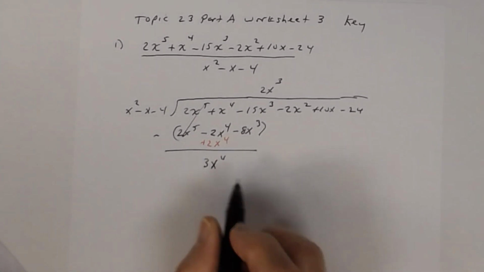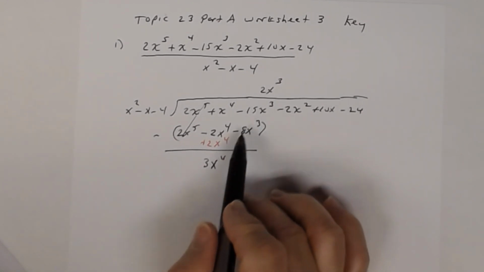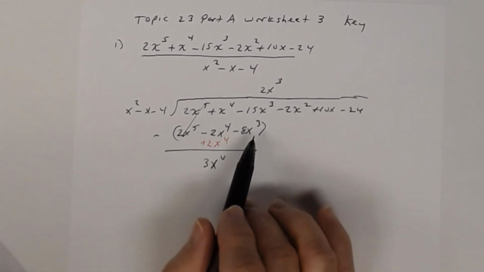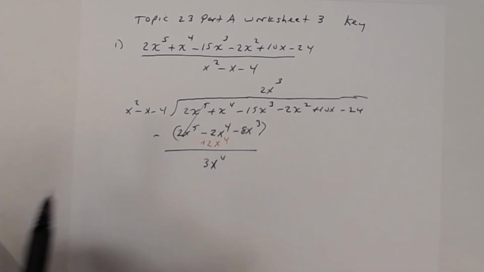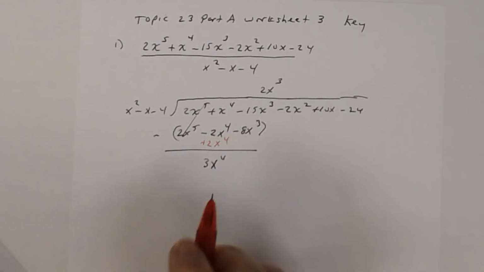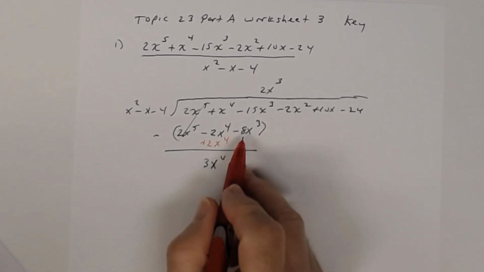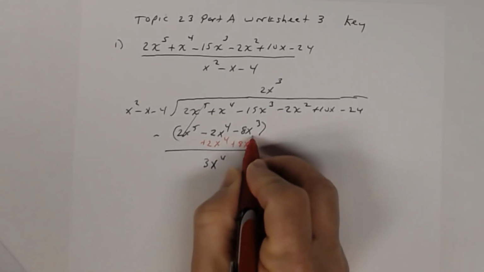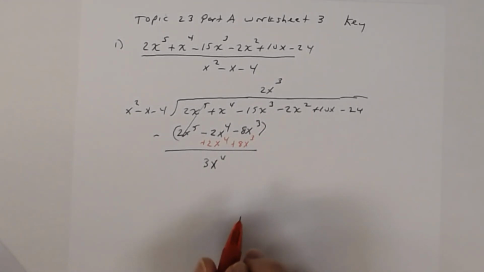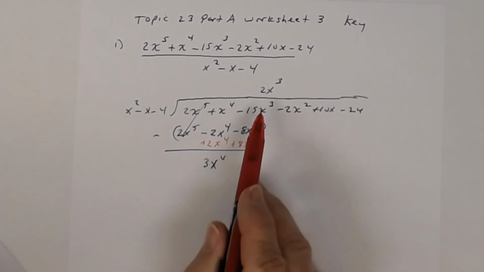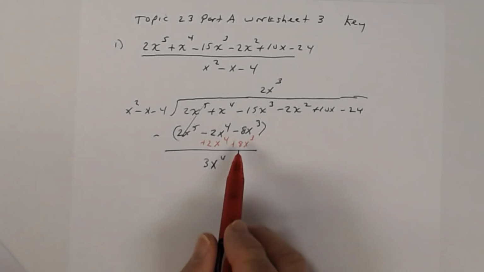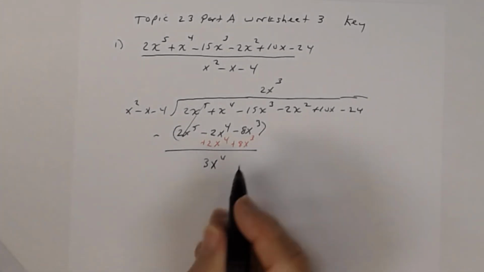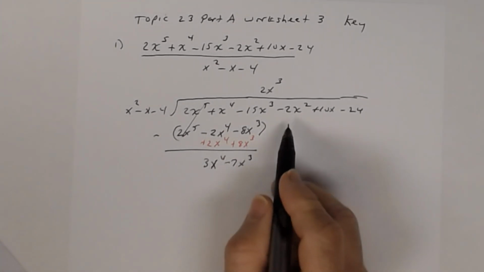A negative 15x cubed, subtract a negative 8x cubed. Again, some of you may have some issues with subtracting a negative. If that's the case, remember, subtracting a negative 8x cubed means the same thing as adding a positive 8x cubed. So we have a negative 15x cubed and a positive 8x cubed, which becomes a negative 7x cubed. And then we bring down the next term.